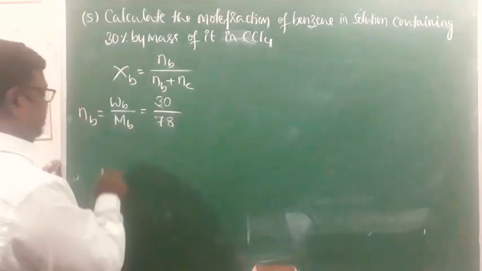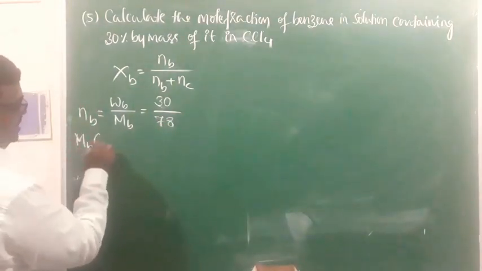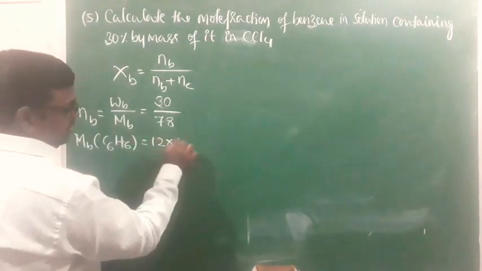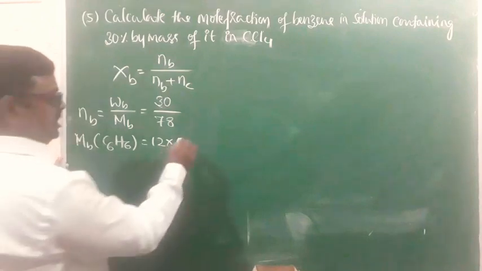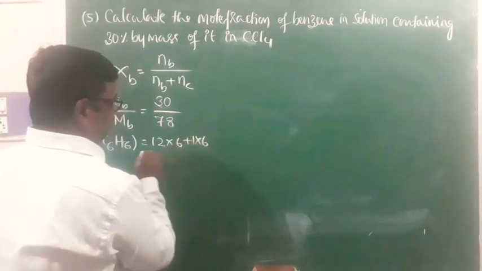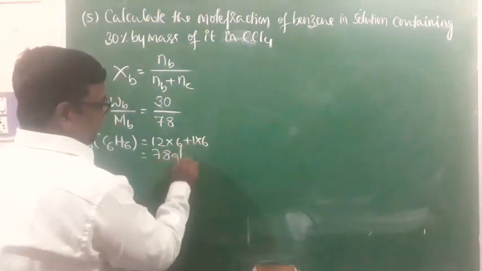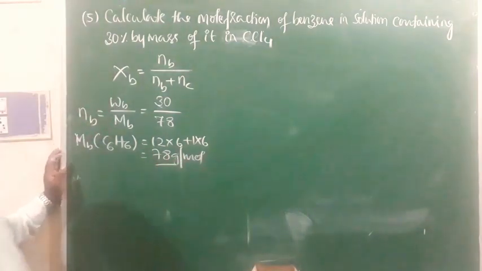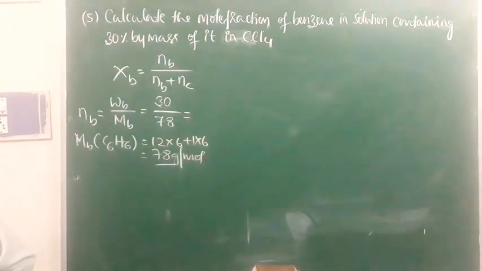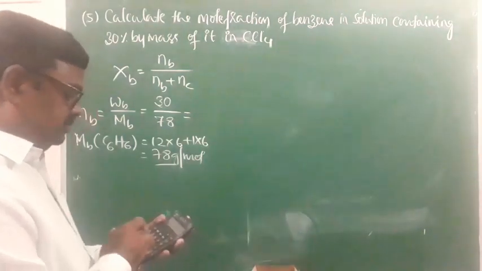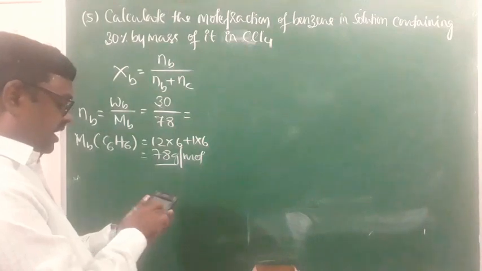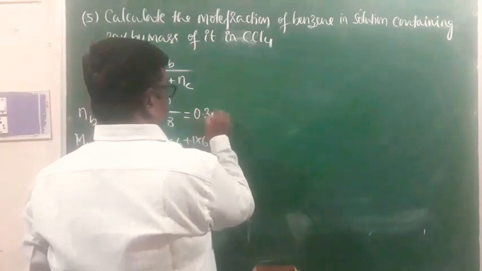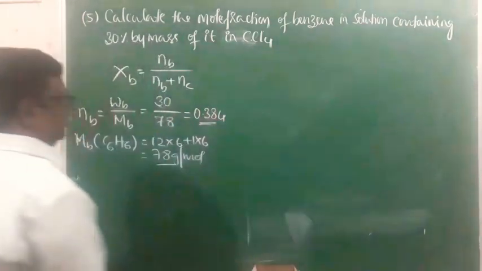What is the molecular mass of benzene? That comes out to be 78, because the molecular mass of benzene, C6H6, is 12 into 6 plus 1 into 6, atomic mass of carbon being 12. That comes out to be 78 grams per mole, the molar mass of benzene. So it is 30 by 78, which comes out to be 0.384. This is the number of moles of benzene.